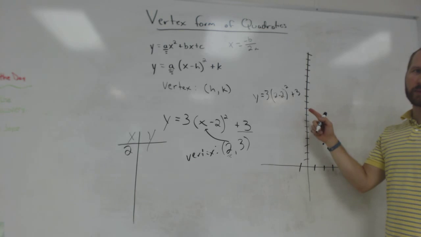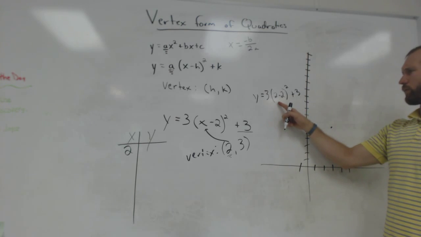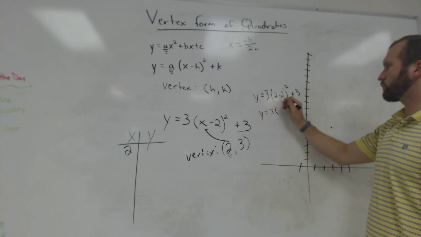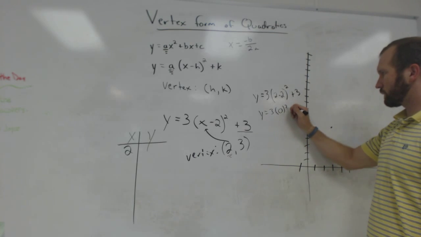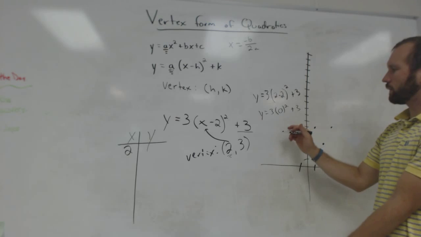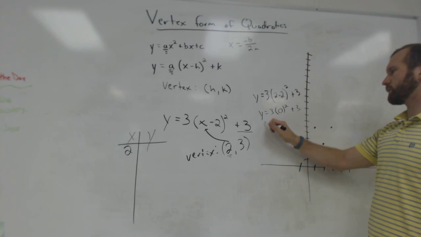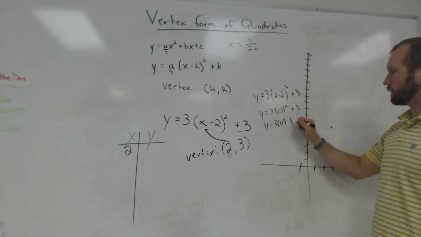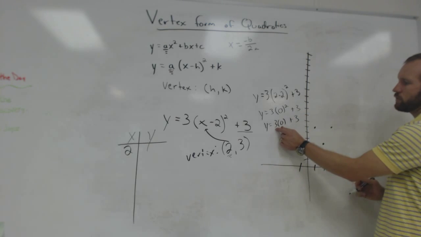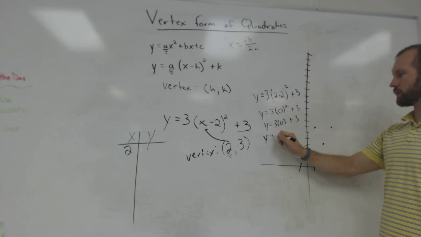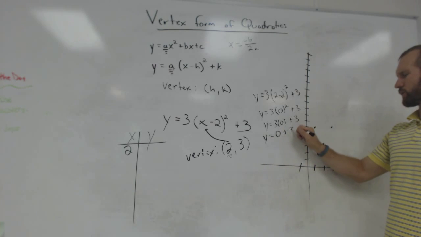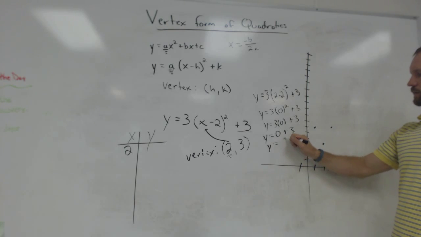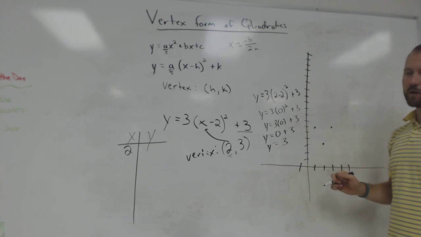And then I have to remember order of operations to solve this, right? Parentheses. So y equals 3 times (2 minus 2) is 0 squared plus 3. 0 squared is still 0. So that's my exponents. Multiplication. 3 times 0 is 0 plus 3. 0 plus 3, so we're on to the last part of PEMDAS. It's just 3. Okay, so y equals 3.